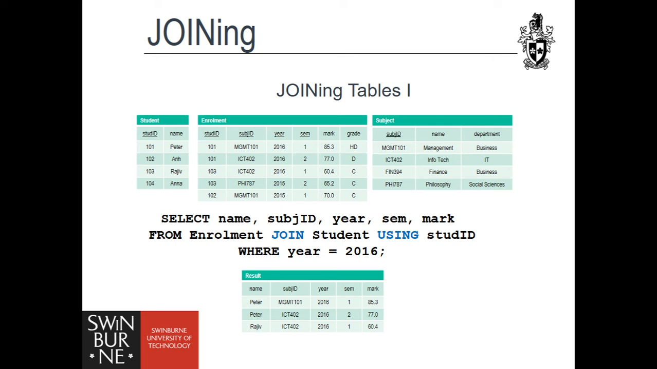Initially, the rows in the result set are based on the rows in the enrollment table. The student ID has been replaced by the student name, which is more informative.